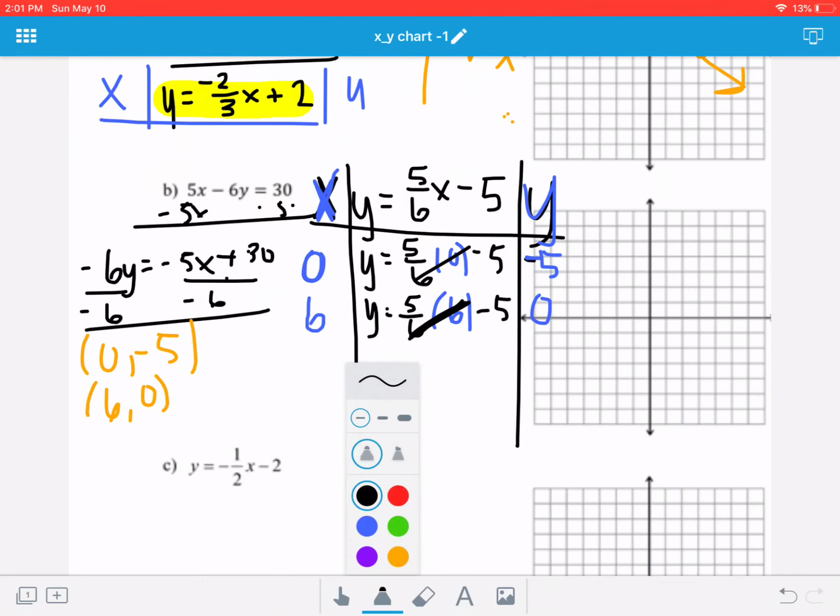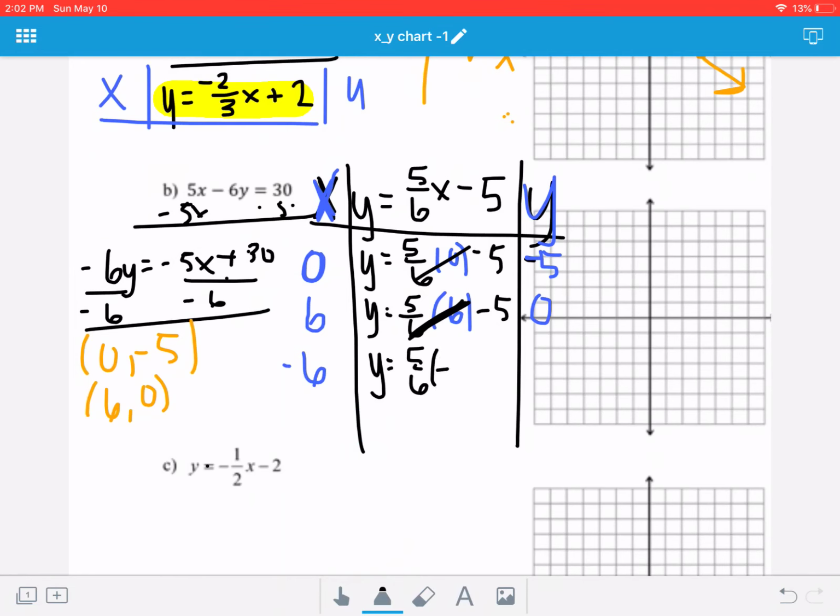And then the third point I'm going to pick, I don't know, you could pick negative 6, you could pick 12, you could pick 18. It's totally up to you guys. You could pick 1, it's just you're going to have a fraction in the end. I'm going to go with negative 6 because I don't think I have 12 on my graph to use. With negative 6, y equals 5/6 times negative 6 minus 5. Well, 5/6 times negative 6, that would be negative 5. Negative 5 minus 5 more, gang, is negative 10.